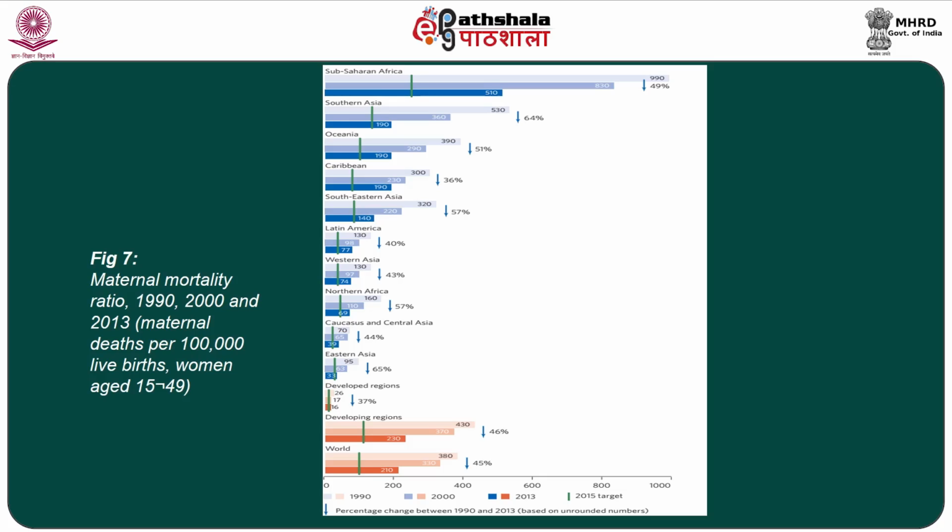Figure 7 gives the maternal mortality ratio at 3 different time points 1990, 2000 and 2013. The maternal mortality ratio is defined as maternal deaths per 100,000 live births among women aged 15 to 49. It also indicates the percentage decline between different time points in the maternal mortality ratio.